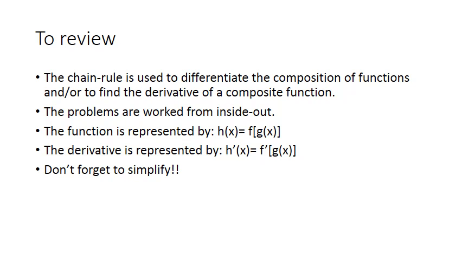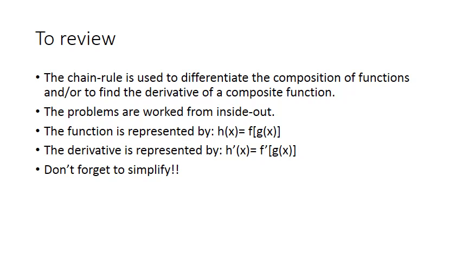Now to review, the chain rule is used to differentiate the composition of functions or to find the derivative of a composite function. The example given of sine 2x illustrates the beginning steps of the chain rule by dissecting the initial function into its original parts, which is represented by h of x equaling f of g of x. By finding the derivative of the function through the process, which can be traced back to sections 3.3 and 3.5, we can proceed to the next step.